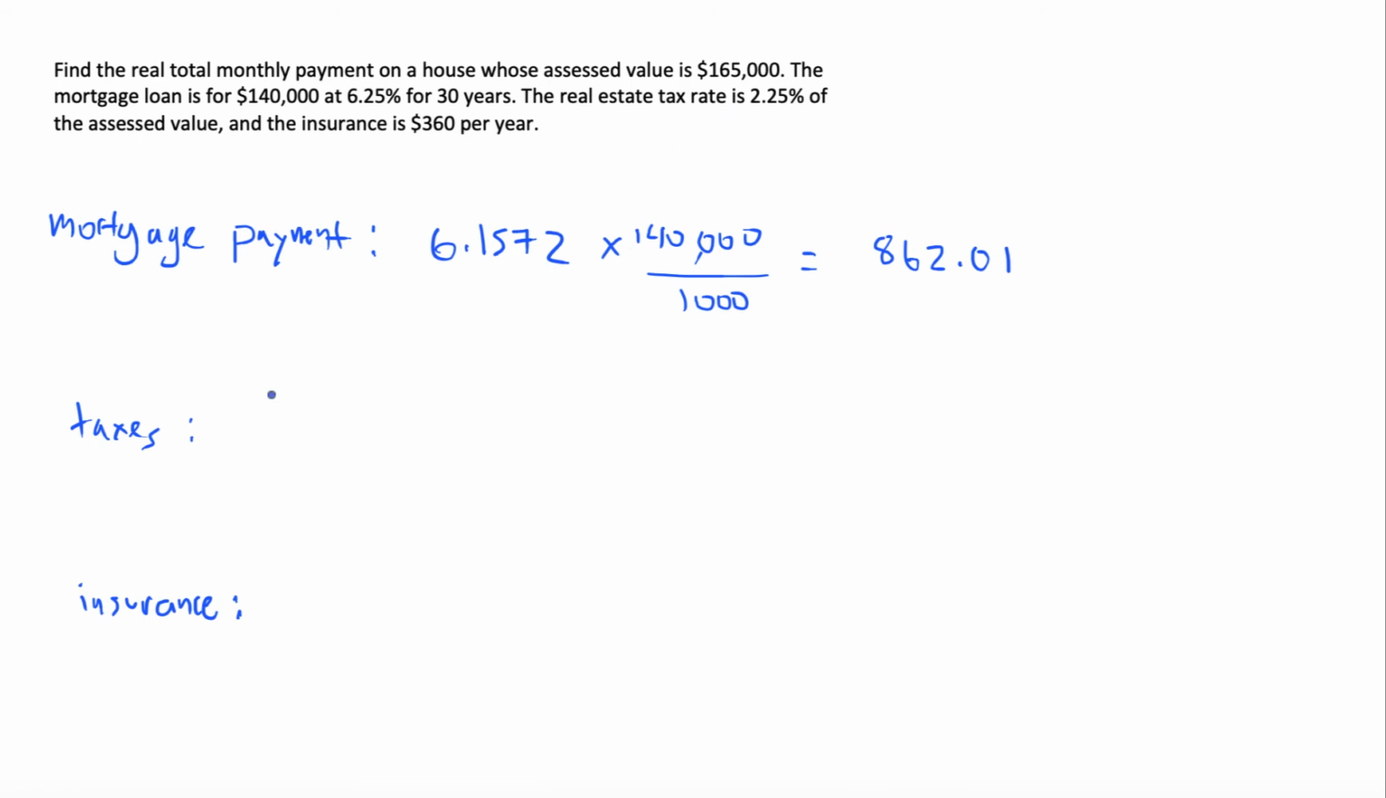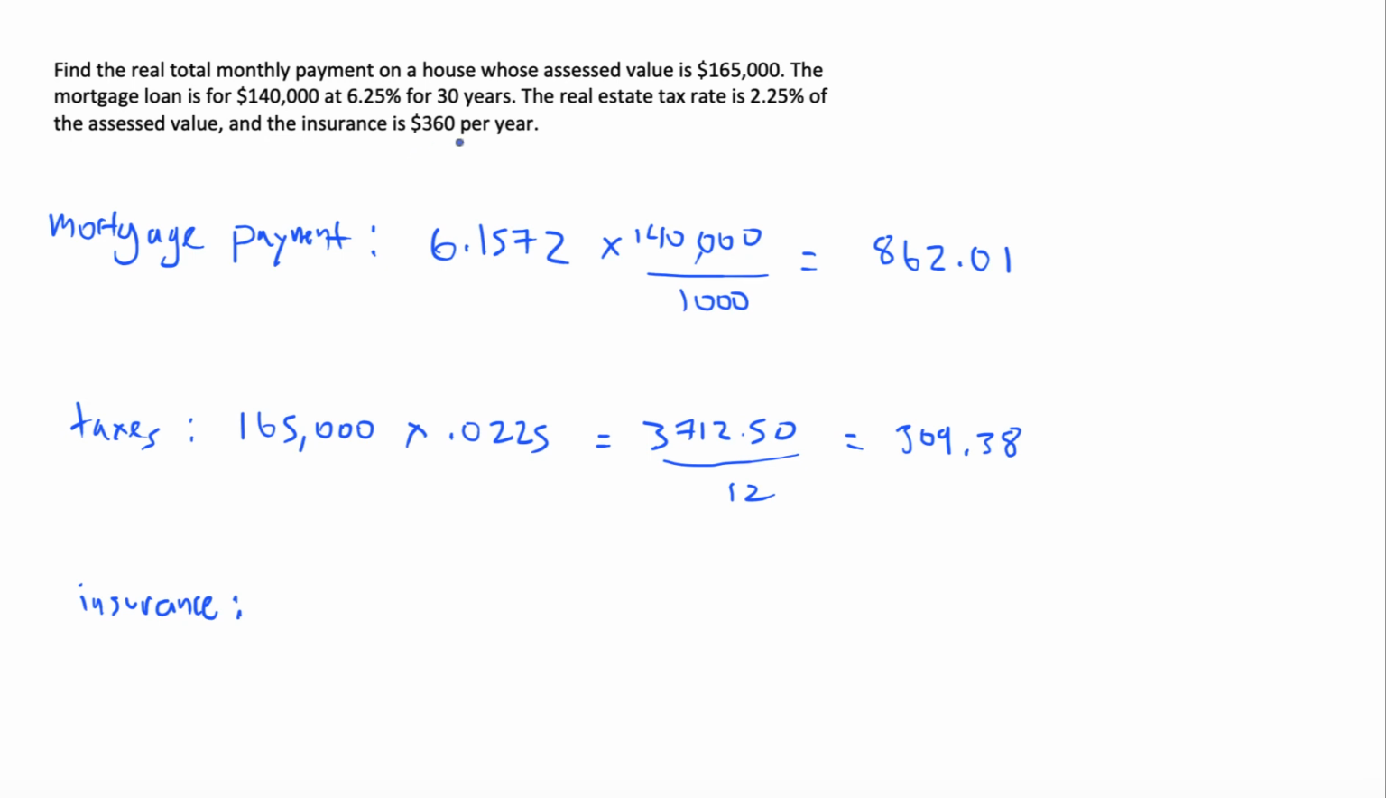Okay. So we know that the taxes is 2.25% of the assessed value, right? So we're going to take that 165,000 and multiply that by the percentage. Now remember, you want to use the decimal form, so 0.0225. By doing so, we get $3,712.50. But remember, this is how much taxes you pay yearly. So we want to determine the monthly amount, so we'll divide this by 12 and round the answer as well. We get $309.38. Okay, so that will be the monthly taxes.